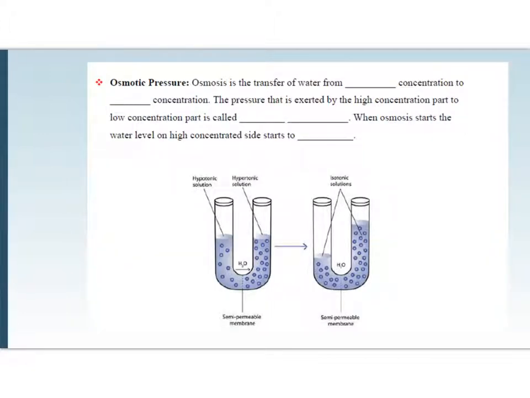And the final colligative property is osmotic pressure. Now, osmosis is a transfer of water from low concentration to high concentration. The pressure that is exerted by the high concentration part to the low concentration part is called osmotic pressure. When osmosis starts, the water level on the high concentrated side starts to increase.